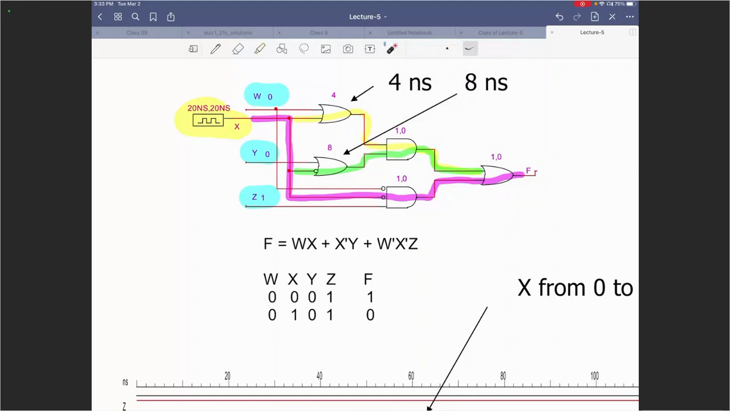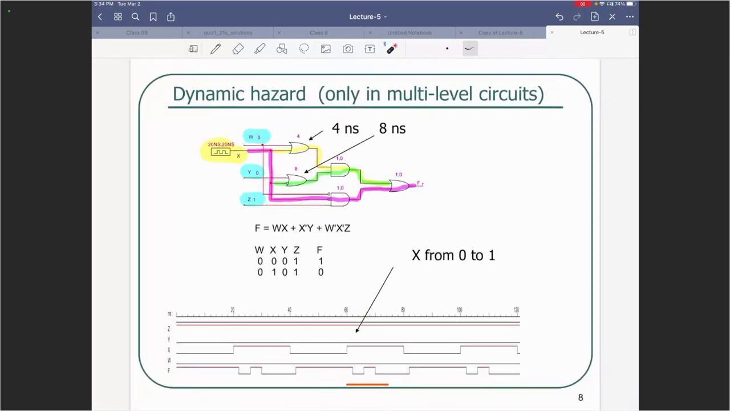And if you assume that OR gate has 4 nanoseconds, and OR gate with one of the inputs inverted has 8 nanoseconds, you see, you have 4 plus 4 plus 4, that's 12. Here you have 8 plus 4 plus 4. You have got 16. This is 4 plus 4 and 4, right? So you've got multiple paths to the output. In this case, 3 or more. In this case, 3. Bringing the changes in X to F at 3 different times. Which is what causes this, multiple transitions at the output.